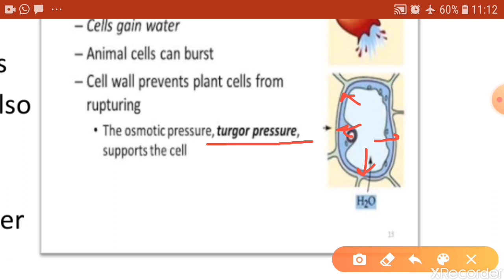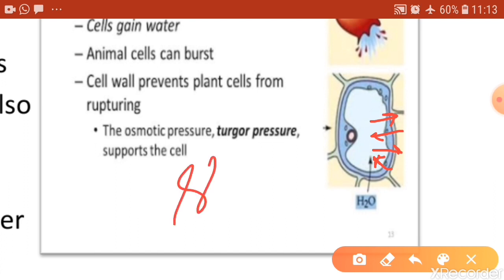But despite the turgor pressure, the cell does not burst, because at the same time, when the swelling protoplasm exerts pressure on the wall, the wall also exerts an equal and opposite pressure on the swelling protoplasm. Because of this pressure exerted by the wall, the cell does not burst, and endosmosis stops after some time.